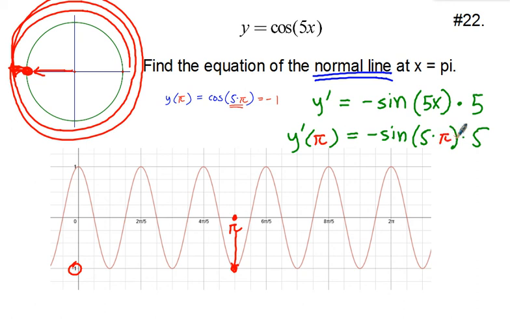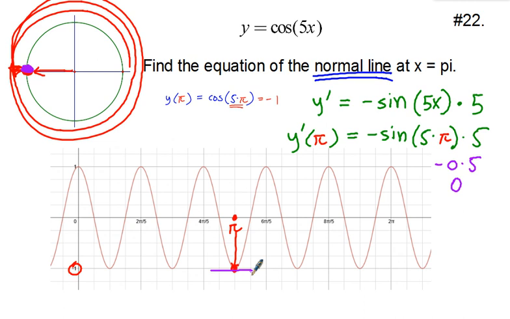We're getting the negative sine of 5 pi times 5. Well, the sine of 5 pi is the y-coordinate of this point, which is 0. So we're getting -0 times 5. We're getting 0 here. And that looks like it's correct because the slope appears to be 0.